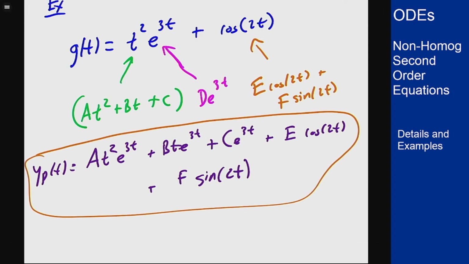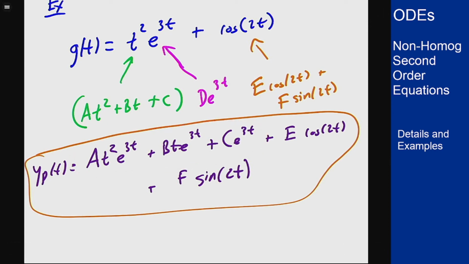Now, what happens if, say, e to the 3t solves the homogeneous problem? Well, then I have to multiply this term here by t, but then it matches with this term, so I should multiply it by t, and then multiply this one by t as well because they will all match. So I have to multiply all the e to the 3t corresponding terms by t to move them all up 1 degree if e to the 3t solves the homogeneous problem.